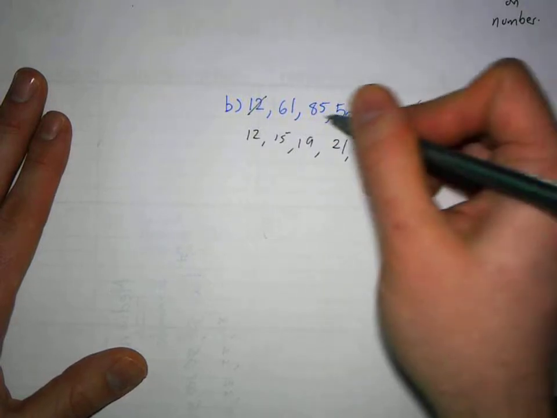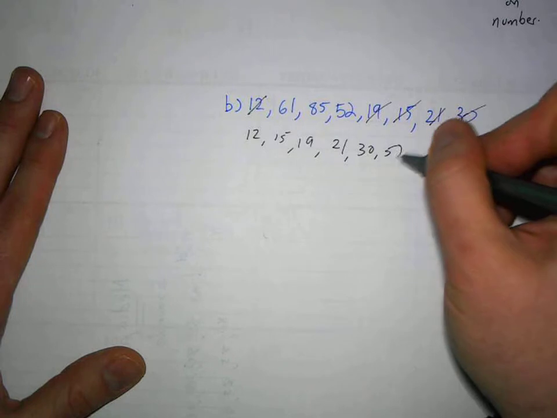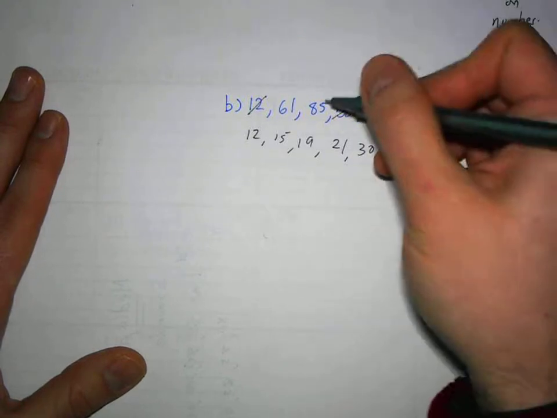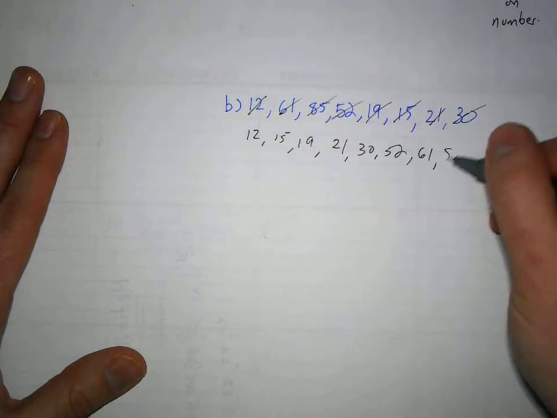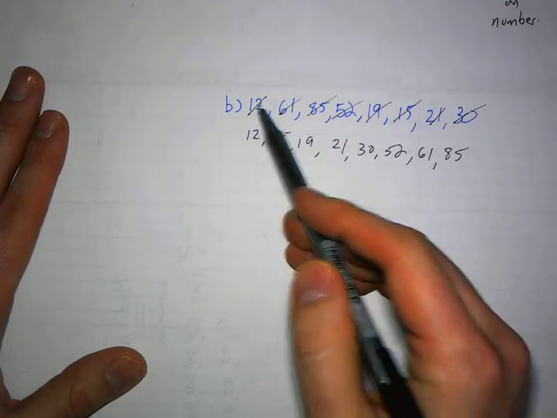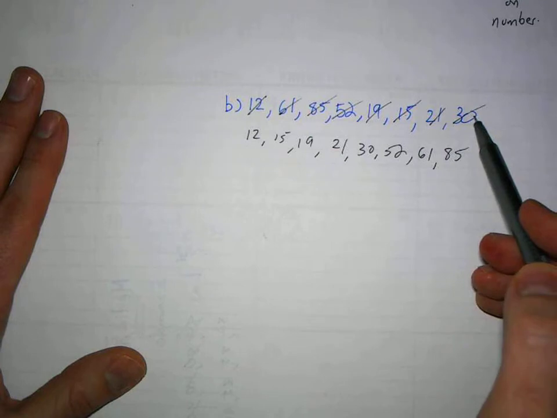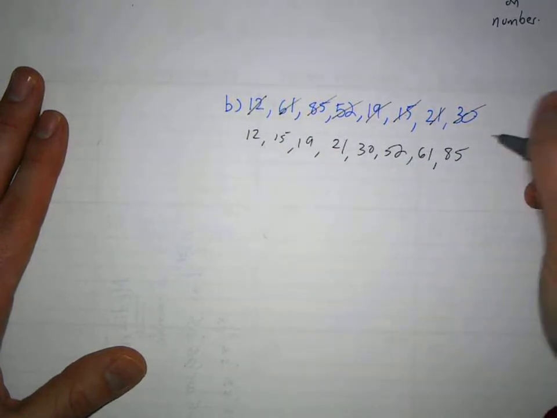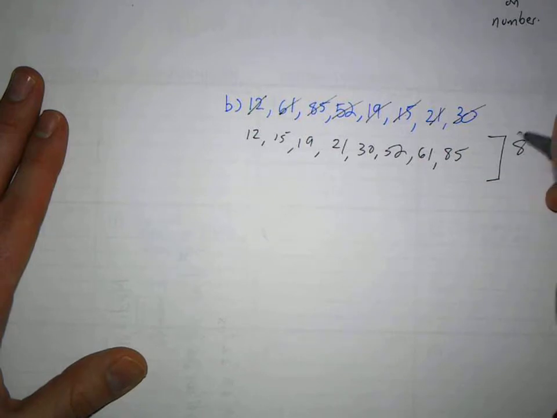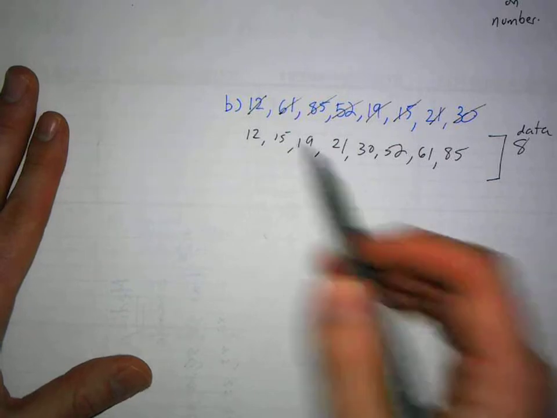After 30, it looks like we have 52. After 52, it looks like we have 61. And after 61, it looks like we have 85. And so we have 1, 2, 3, 4, 5, 6, 7, 8 numbers there. So this data set has 8 numbers. Now we need to find the median. The median number is right in the middle.